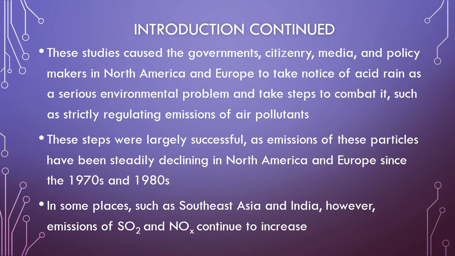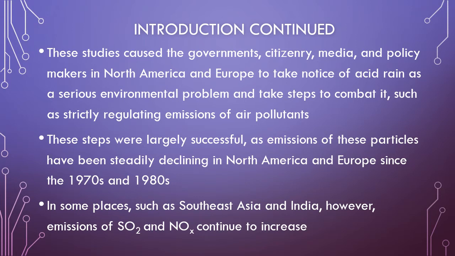These studies caused the government, citizens, media, and policymakers in North America and Europe to take notice of acid rain as a serious environmental problem and to take steps to combat it, such as strictly regulating emissions of air pollutants. These measures have been largely successful, as emissions of acidic particles have been steadily declining in North America and Europe since the 1970s and 1980s. It's not the case everywhere in the world though. In Southeast Asia and India, emissions of sulfur dioxide and nitrogen oxide particles continue to increase.